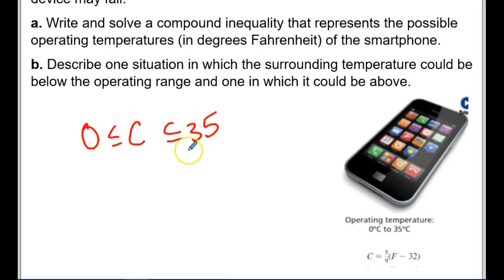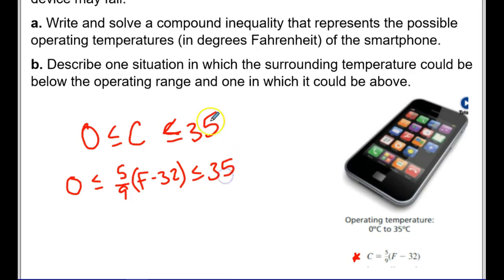Well, that doesn't make much sense to me because I generally live in Fahrenheit. So let's go ahead and convert that to Fahrenheit. So here's that equation that we've used before, one of those common ones that we're going to use often. So I can just replace that. So I have 0 is less than or equal to 5/9 times F minus 32, which is less than or equal to 35. So I haven't changed anything yet. I've just replaced my Celsius with my equation for Fahrenheit.